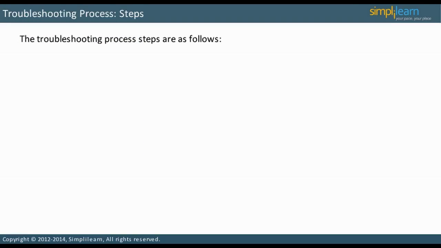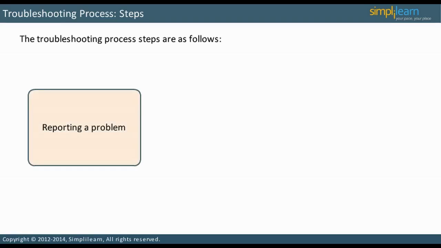The steps of the troubleshooting process are as follows. The troubleshooting process begins with reporting a problem. In many cases, users report a problem. However, there are also instances when IT personnel report a problem in the course of maintenance.